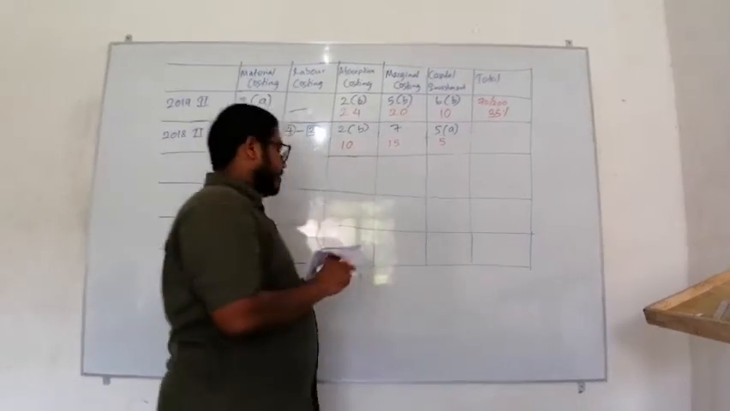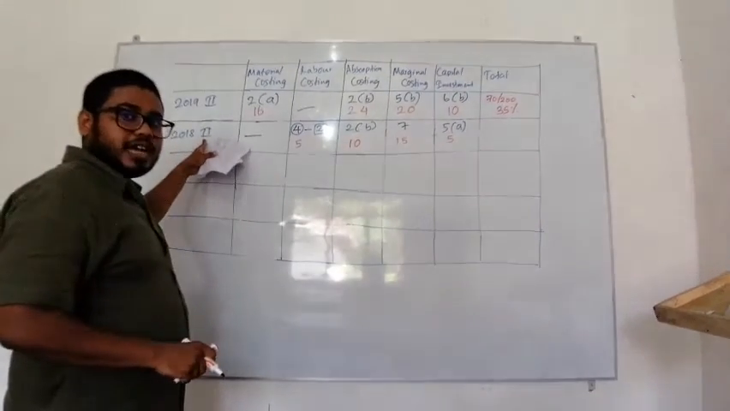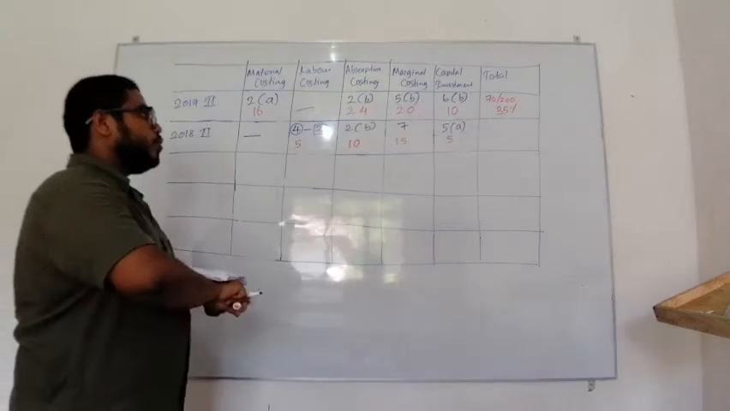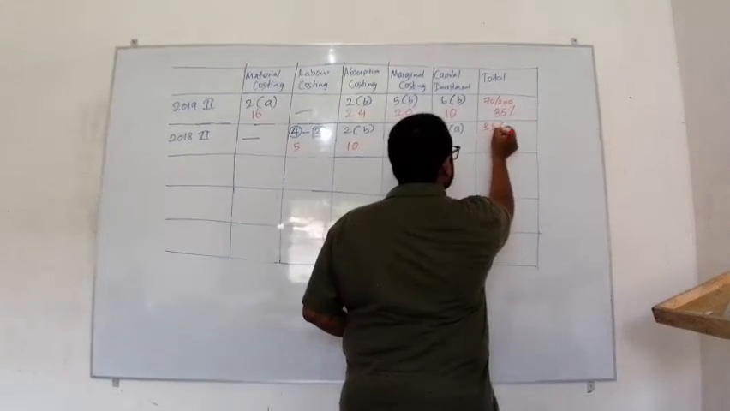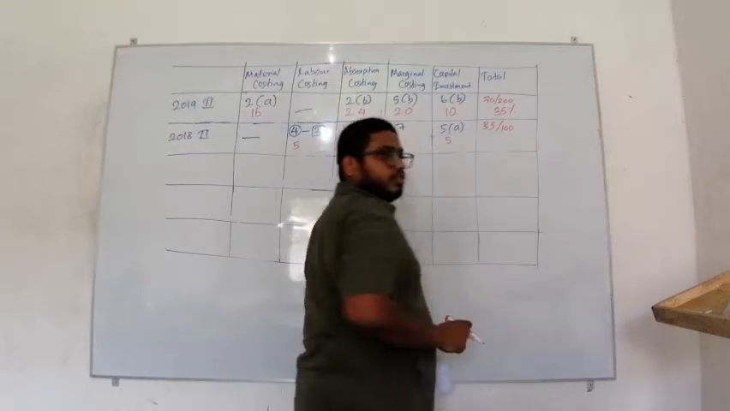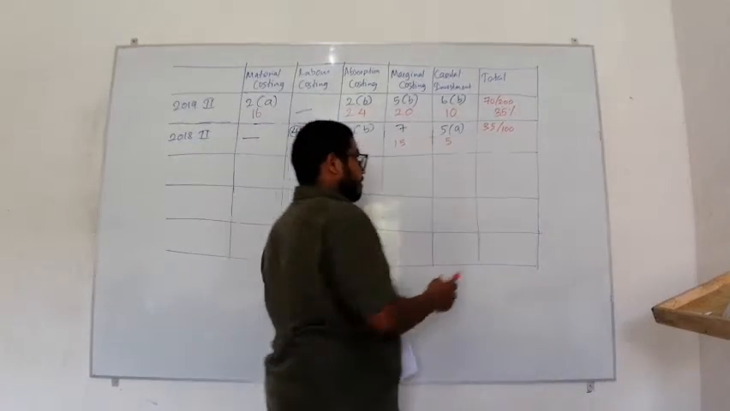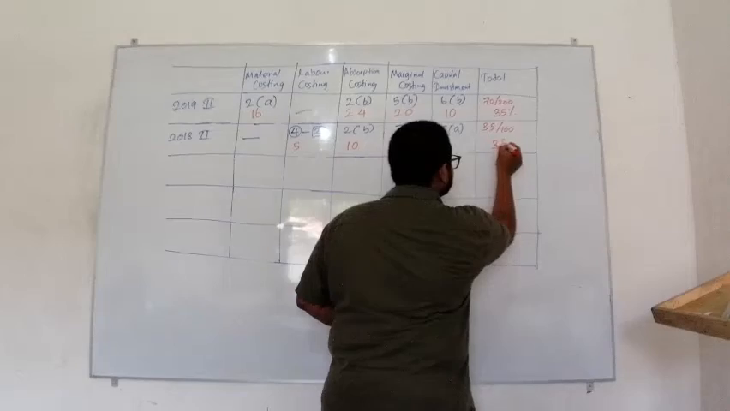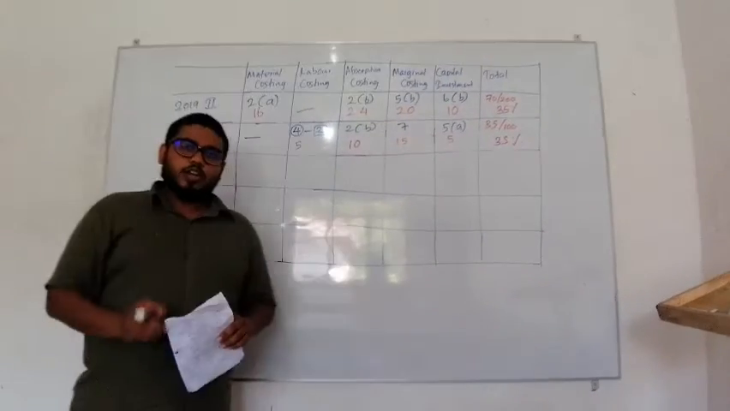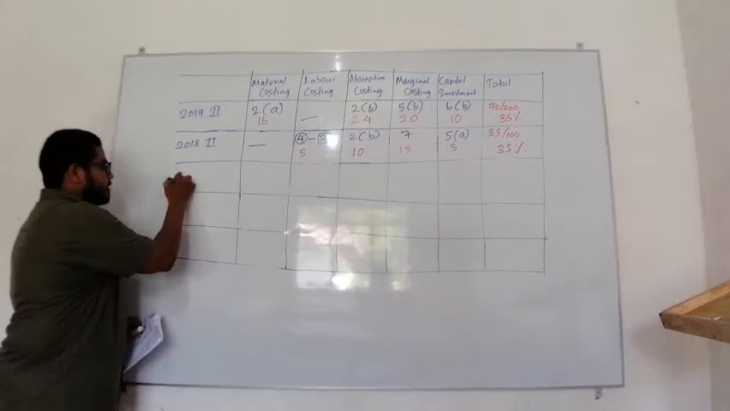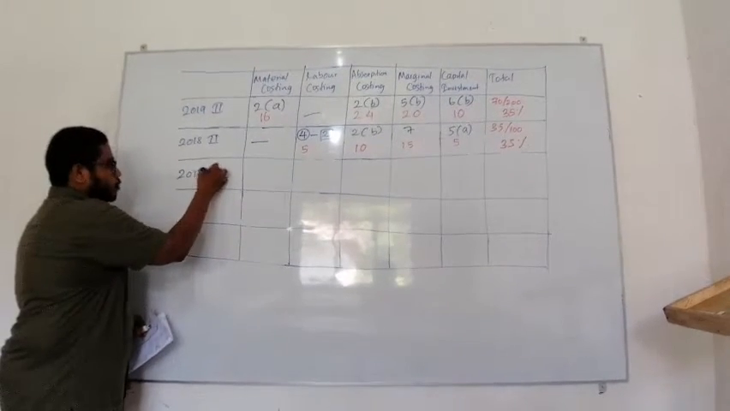Altogether, in this paper, the 2018 second paper, you will find a total of 35 marks out of 100, which also carries 35% of the total paper. Now we can move to 2017 part 2.